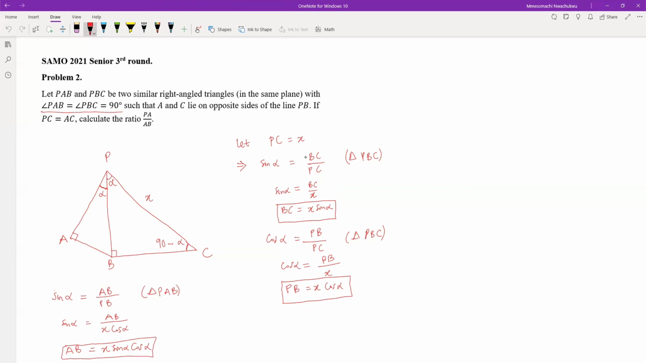Okay, now, recall that PC is equal to AC. Okay, so recall PC is equal to AC. And recall that angle ABP is equal to 90 minus alpha.